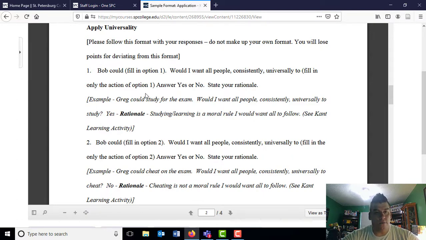So, to recap, it'll say Bob could do nothing about his wife cheating on him. Would I want all people consistently, universally to do nothing when their spouse cheats on them? Then you're going to answer yes or no and state your rationale. Me, I would probably say no and say ignoring cheating in a relationship is not a universal rule I would want all to follow, okay?